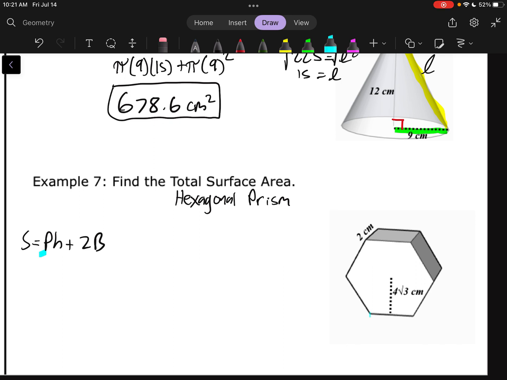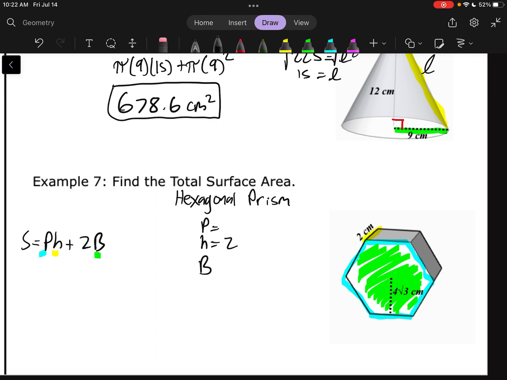The P is the perimeter of the base. The H is the height of the prism, the distance from hexagon to hexagon, which should be that 2. And then the B is the area of the base, which would be the area of the hexagon. So let's take this step by step. Can we figure out what the P is? Not right now. We don't know what any of the sides of the hexagon are. We do know, so let me write down some stuff here. P, we don't know. H, we do know, that's 2.